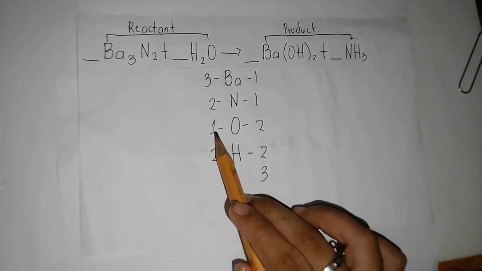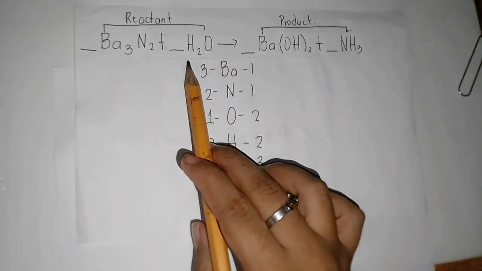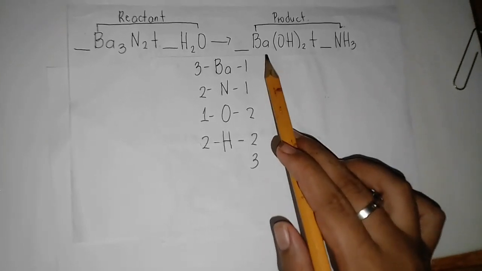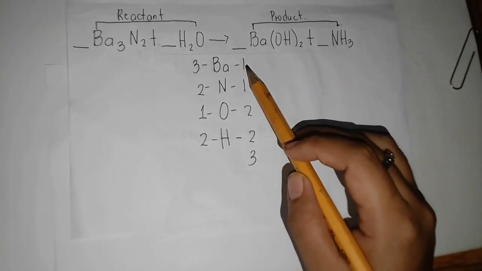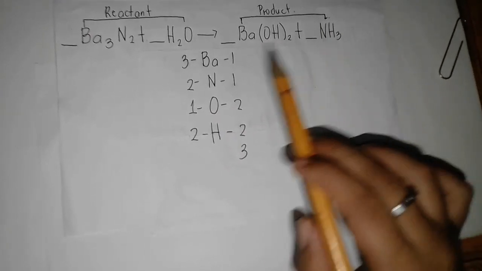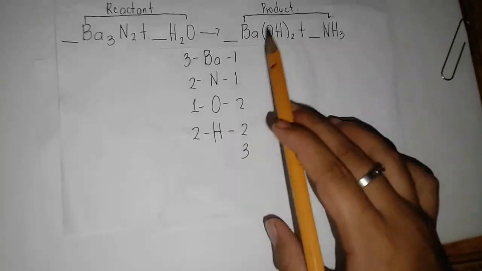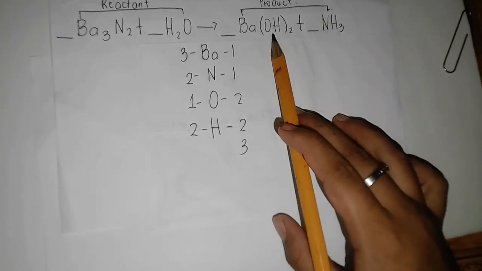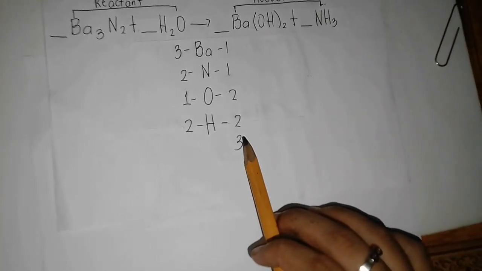Since we are done counting the total number of atoms of each element in the reactant, let's go to the product. As I said, since there is no number present in barium, it is assumed to be 1, so we put 1 here. In nitrogen, it is also 1 because there is no number present, so 1. In oxygen, we have 2 atoms. The product has 2 hydrogens, so the first hydrogen has 2 atoms and the second hydrogen has 3 atoms.